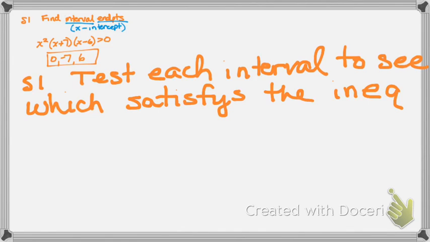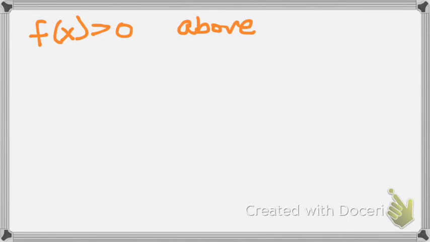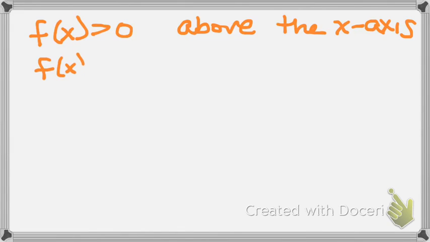Well, in order to know that, you have to understand what this means from a function perspective. If this says greater than 0, that means where is this function above the x-axis? So let's write out some descriptions of that. If you have a function and it's greater than 0, that means above the x-axis. If they say f of x is less than 0, that means where is it below, correct? Below the x-axis.